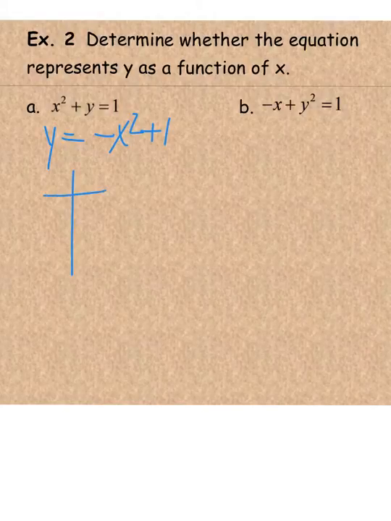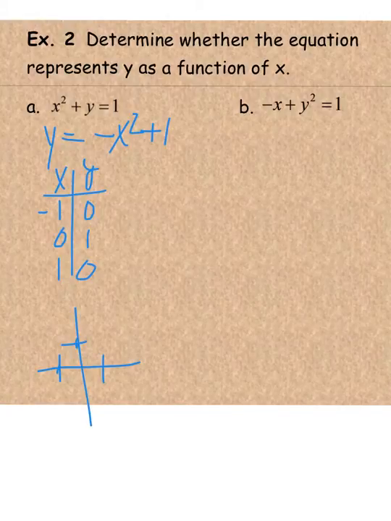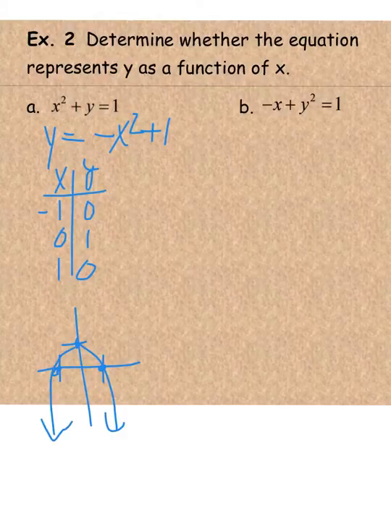If I were to make a table of values, and I pick a negative value, a positive value, and a 0 value, and I substitute those in there, we can see that the points negative 1, 0, 0, 1, and 1, 0 are on this graph. And this would make a parabola that opens down, which does pass the vertical line test. Each element of the domain is matched with its own element in the range.